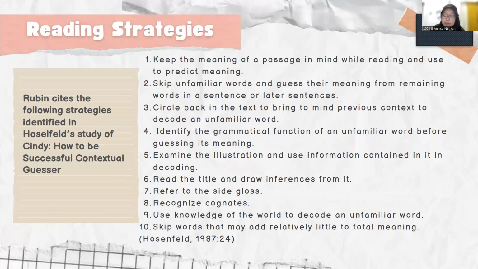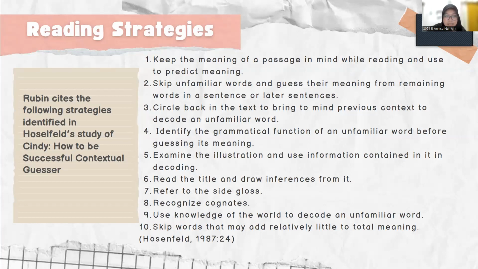Okay, in this last part, there are 10 reading strategies, but maybe I'm going to explain only 5. According to Rubin, the following strategies were identified in Hosenfeld's studies of Cindy, how to be a successful contextual guesser. The first one is keep the meaning of the passage in mind while reading and use it to predict meaning. The second one, skip unfamiliar words and guess their meaning from the remaining words in a sentence or later sentences.